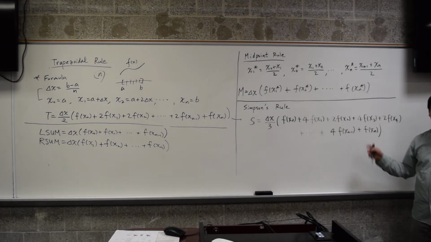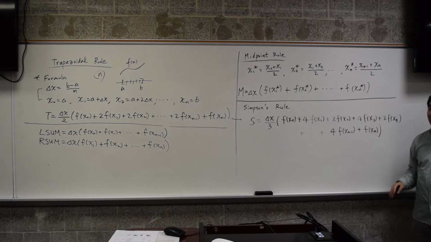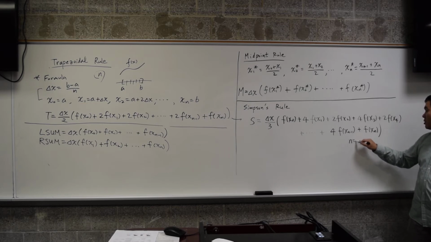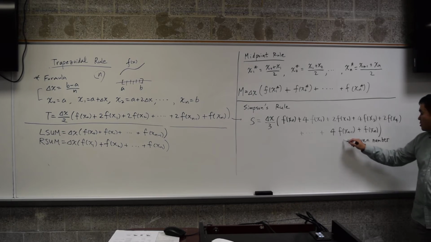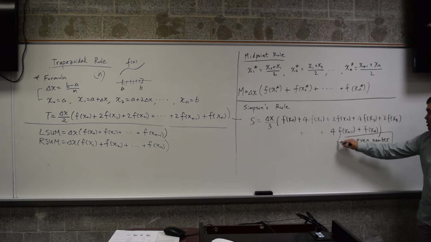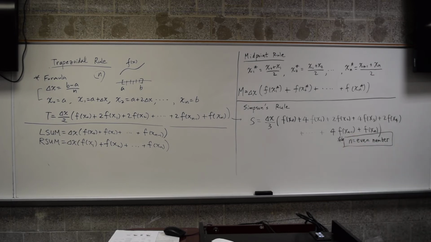If I start with 4, how can I guarantee that it should end with 4? Well, the only way you can guarantee it is when you assume that n is even. So this is actually a condition that must be satisfied before applying Simpson's Rule. If n is not an even number, then when you do 4 to 4 to 4, you're going to end at 2, and then the next one will be f, and that actually has a very high error. It's not a good approximation. So Simpson's Rule only works when n is an even number.